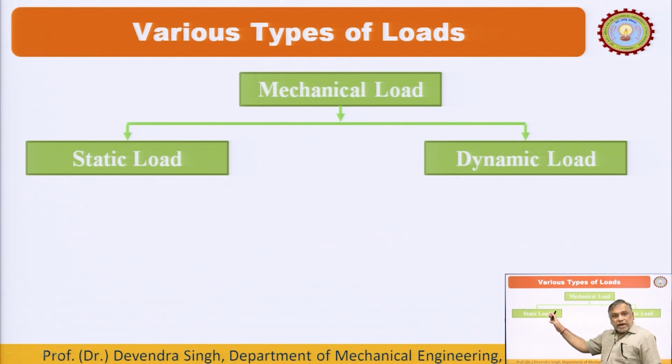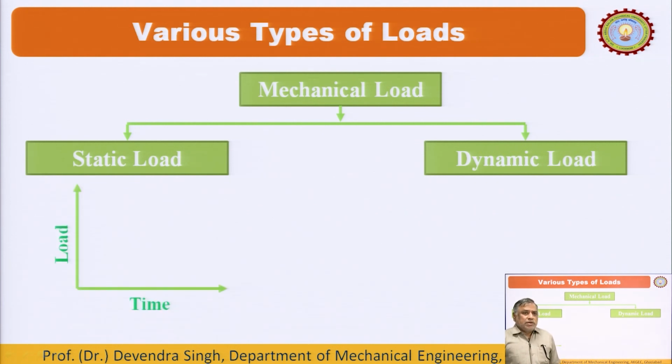A static load is that load which does not change in its direction or in its magnitude. It neither changes its direction nor magnitude with respect to time. That is called the static load. And a dynamic load, which may change its direction or its magnitude with respect to time, is called the dynamic load. I am discussing here just a basic definition of static load and dynamic load. When we design the components, we will discuss in detail the meaning of static load and dynamic load.